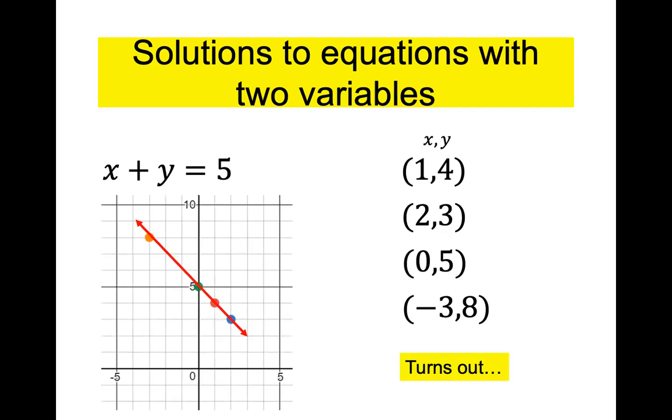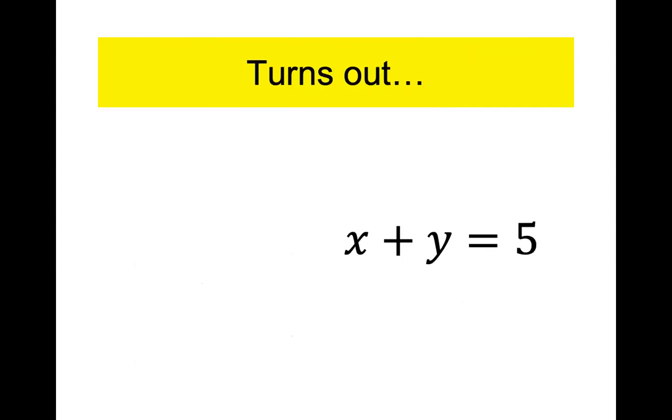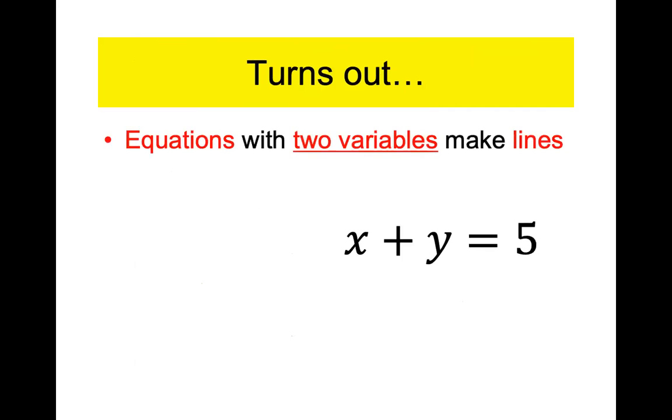Wow. So what is this called? Why is it called a linear equation? Because it makes a line, literally. When you graph this equation, it makes a line. That's why we call it a linear equation. Equations with two variables make lines, like on the homework it gave you.